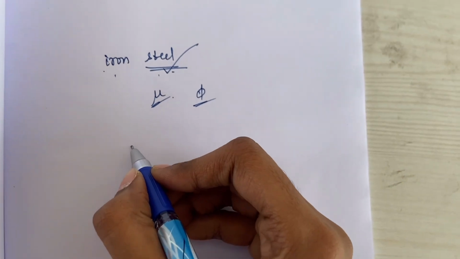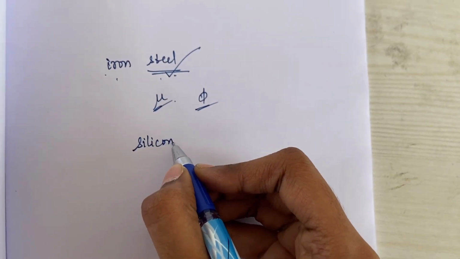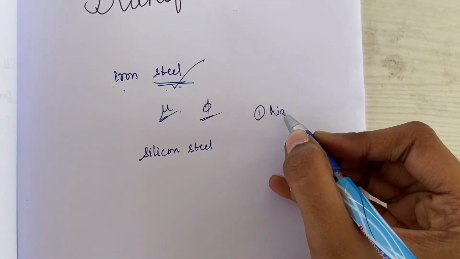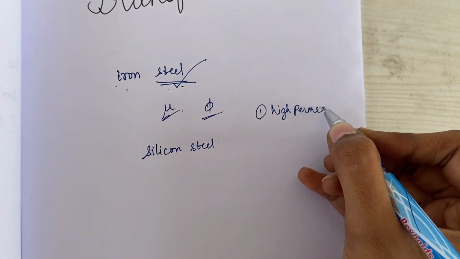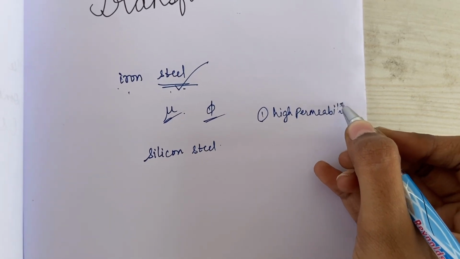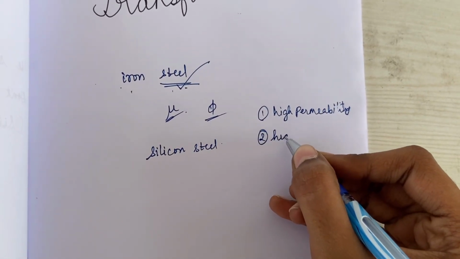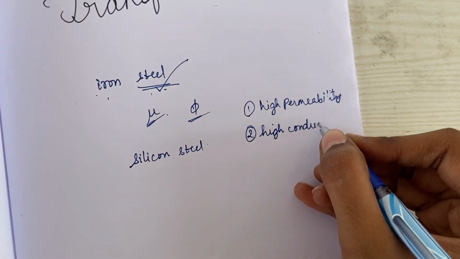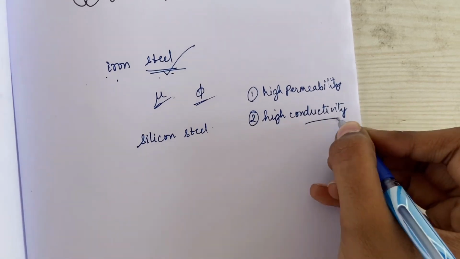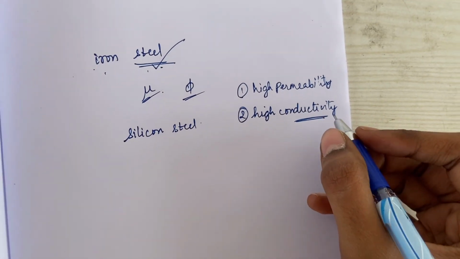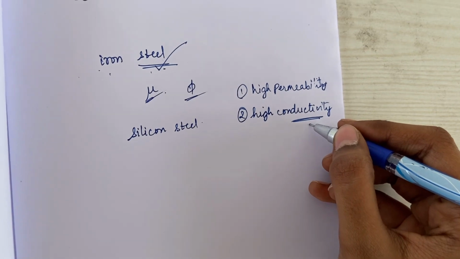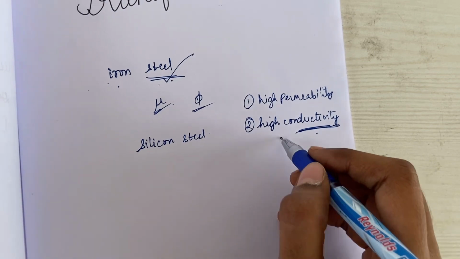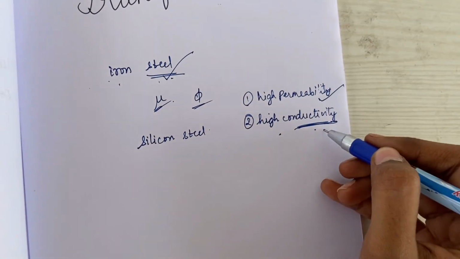And next, why do we go for silicon steel as the material? Because steel has two qualities: high permeability, and it also has high conductivity. High conductivity means it conducts more current. So we don't want eddy current, so we don't want high conductivity, we don't want the current to pass. So we prefer high permeability but not high conductivity.